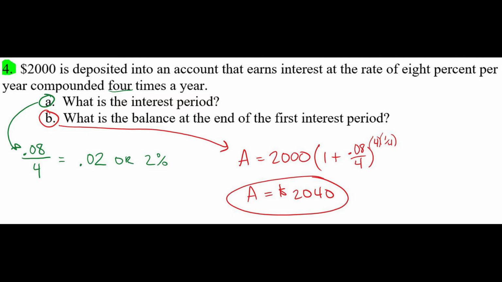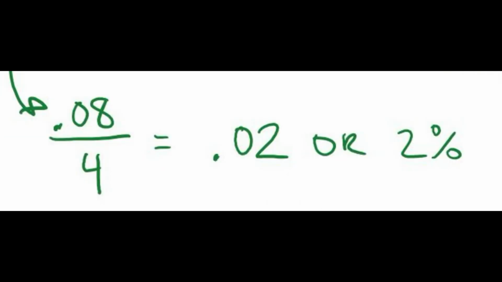I've never really talked about this with you, but basically an interest period is you take your interest rate divided by how many times you're compounding, and that's what it's going to be. So each compounding period is going to take that little bit of the percentage, if that makes sense. So I take the 0.08, which is my percentage, divide it by 4 because it's going to happen 4 times a year, and you end up with 0.02 or 2%.